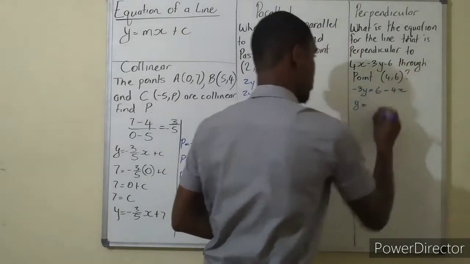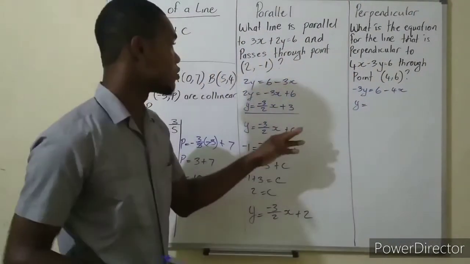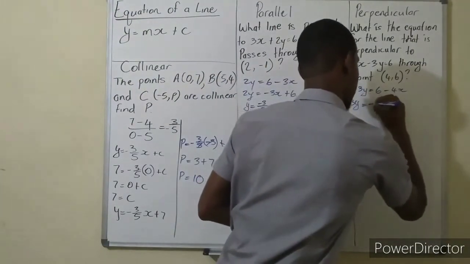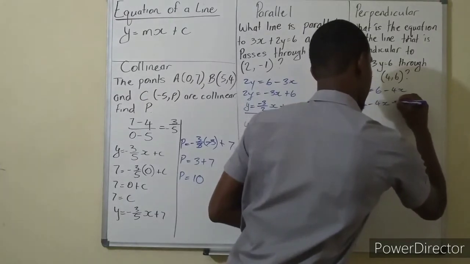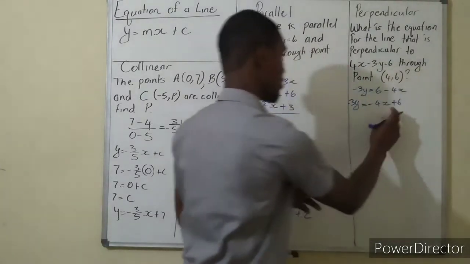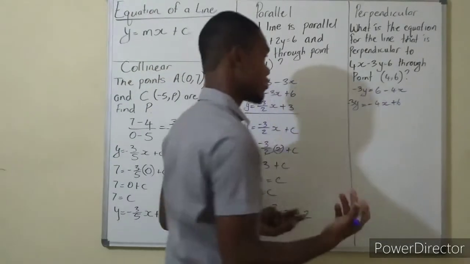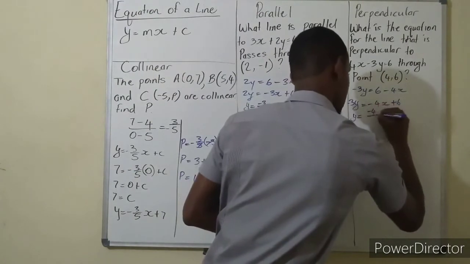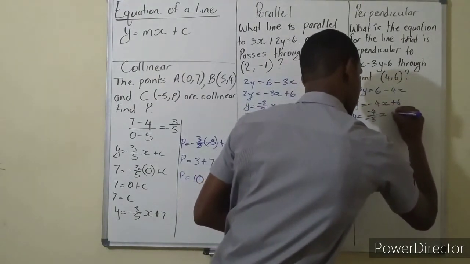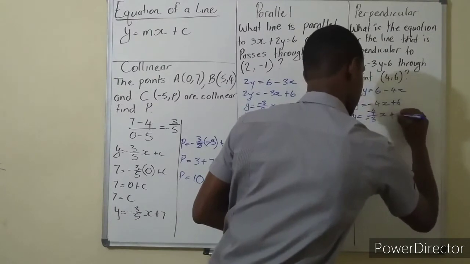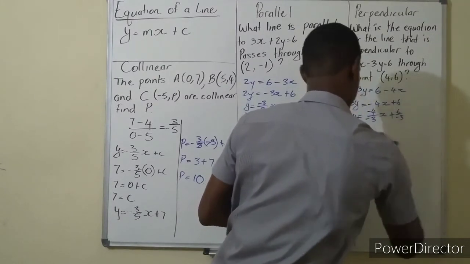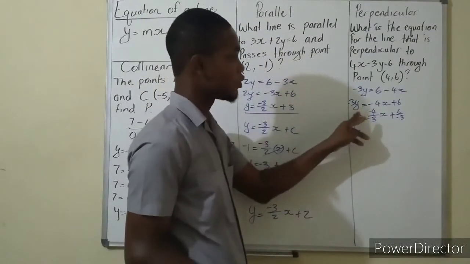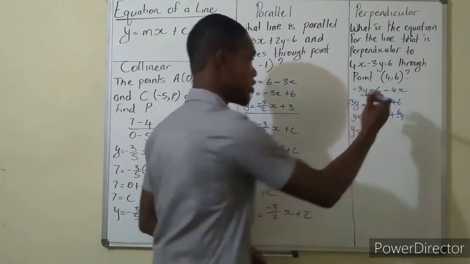So y equals... I'm going to put this around, so negative 3y equals negative 4x plus 6. Just make it around so you can recognize your gradient easily. So y equals negative 4 over negative 3 x plus 6 over negative 3. So this is equal to y. I just put the negative 3 under each so you can see how the breakdown comes.